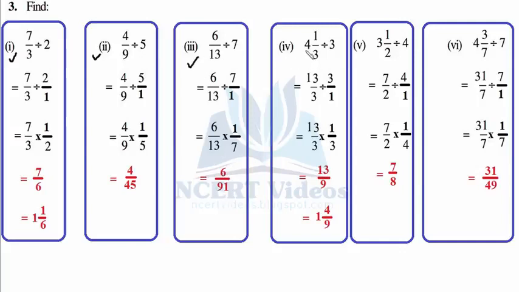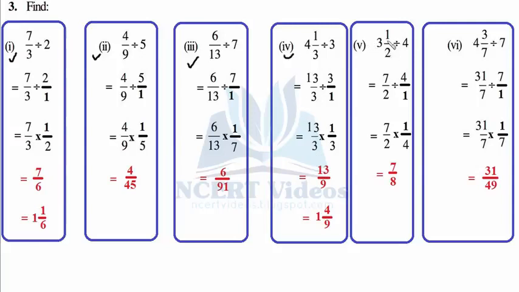Now opening the mixed fraction, 12 plus 1 is 13 over 3 divided by 3 over 1. 13 by 3 as it is, changing the sign, flipping the fraction, 3 over 1, 2 1 over 3. Now 13 over 9, improper, so it is 1 and the remainder is 4 over 9.